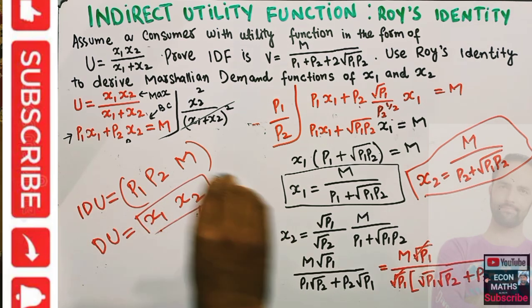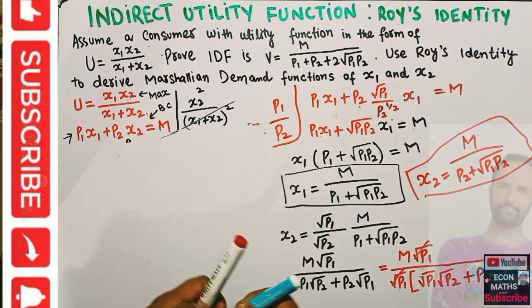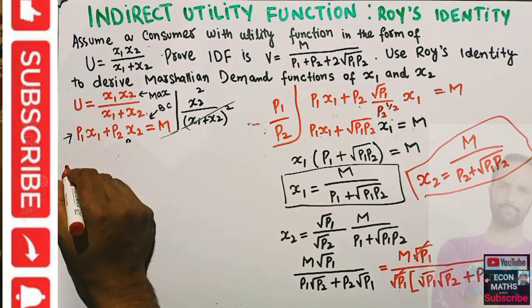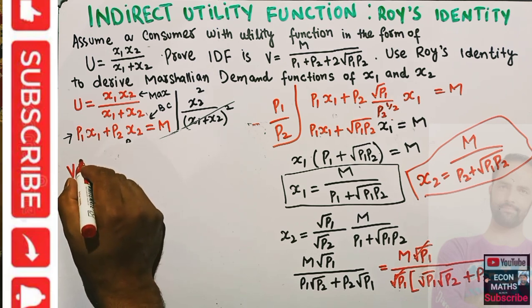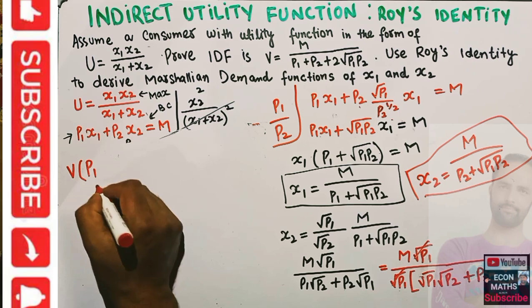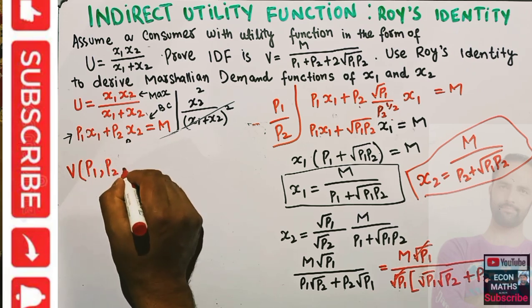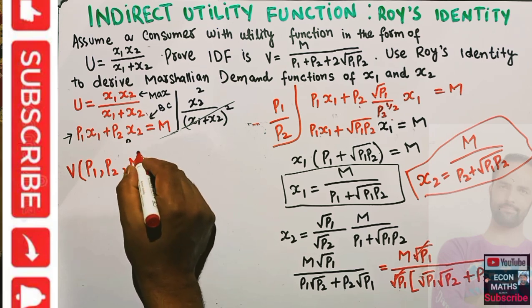Okay, so I will not go into the detail. I have made an earlier video on that also. Now we need to find the indirect utility function. How can we find it? Let's denote it by v. The indirect utility function will be a function of the good prices p1, p2, and the income of the consumer.